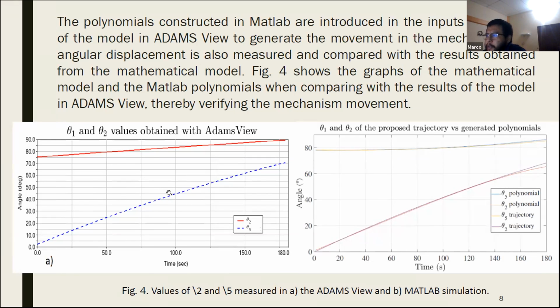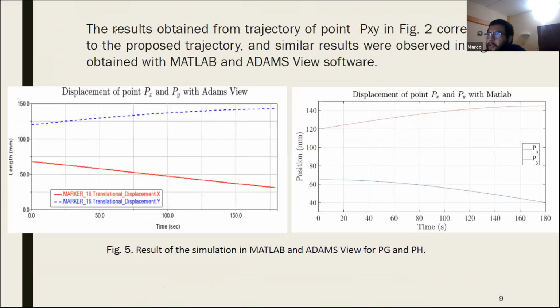There is the mechanism. The result obtained of the trajectory for point Pxy in figure 2 corresponds to the proposed trajectory, and similar results were observed in figure 5, obtained with MATLAB software and Adams View, comparing Px, Py in MATLAB and Adams View.